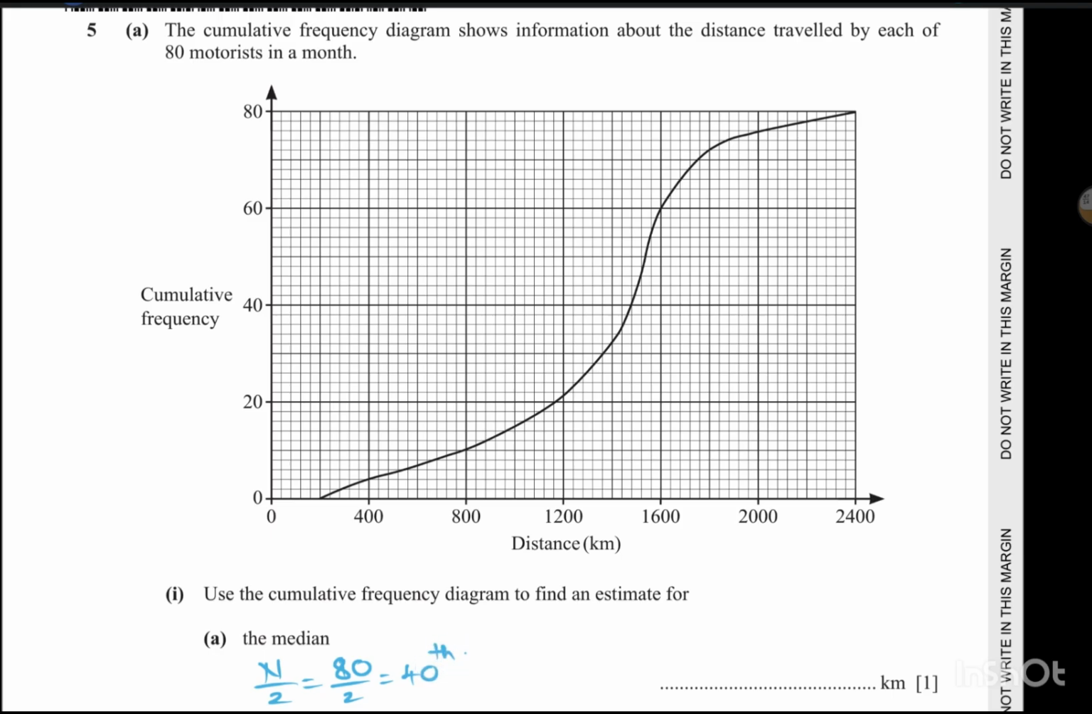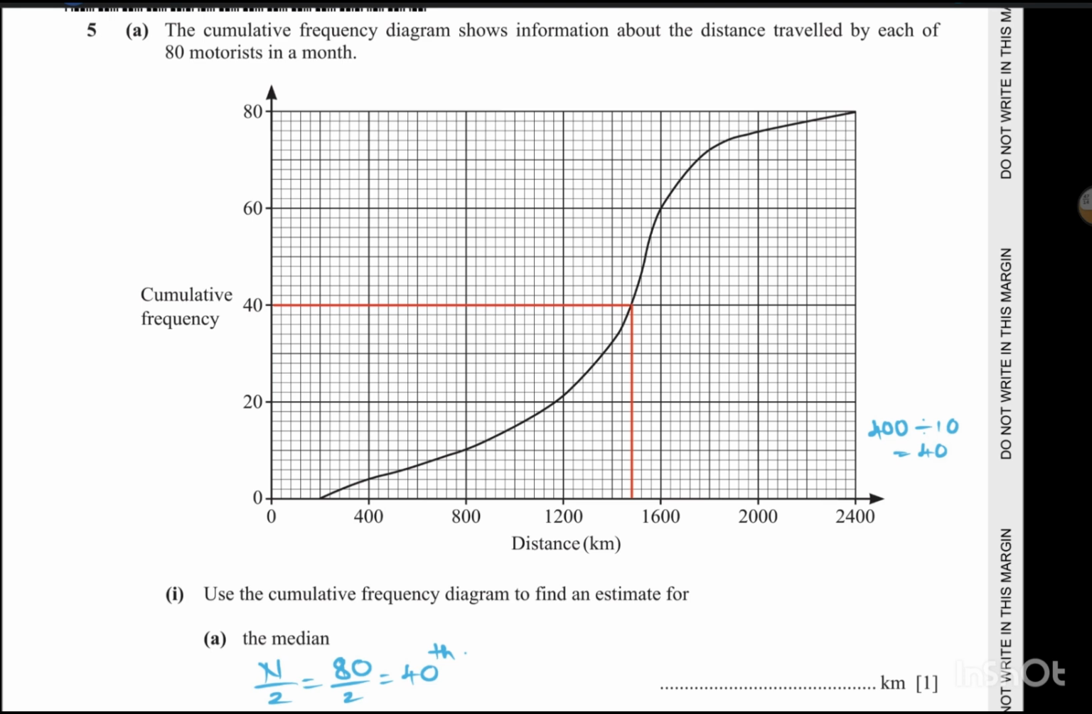So what is the 40th observation? This is the 40th observation, where we'll draw a straight line and just see what is the answer here in kilometers. So here it's in between 1200 and 1600. These 10 divisions are 400. So when I divide 400 by 10, I get 40. That means each small box is 40 here.